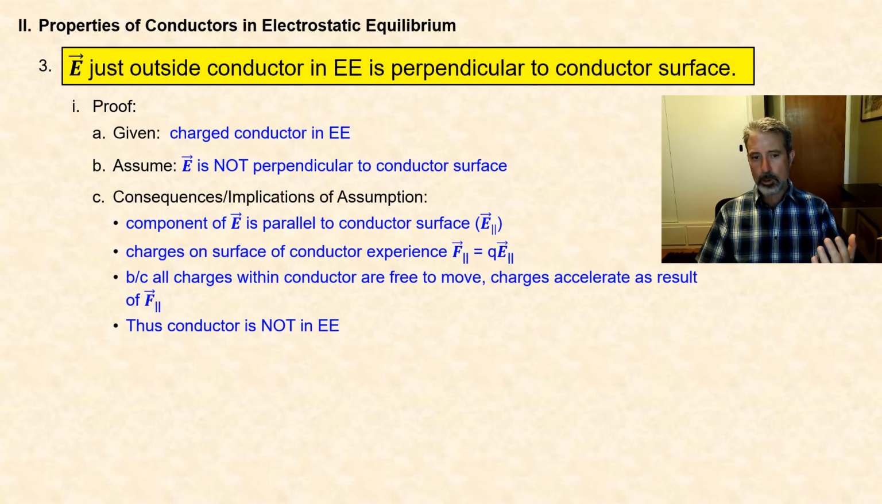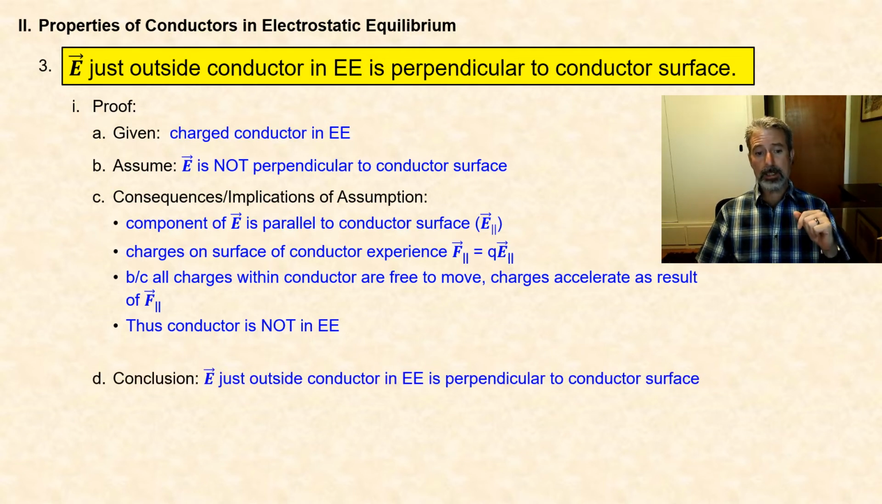We can therefore assume that our original premise must be true. That if the electric field can have no component parallel to the conductor surface and still be in electrostatic equilibrium, then we are justified in saying that the electric field can only be perpendicular to the surface of the conductor.